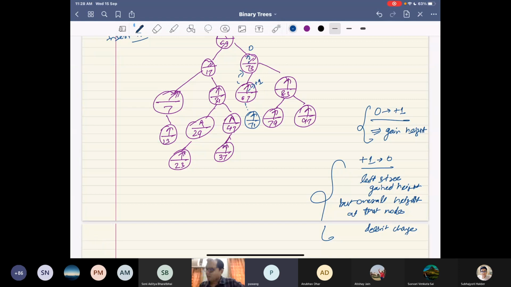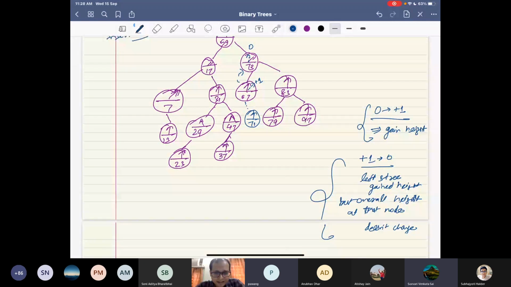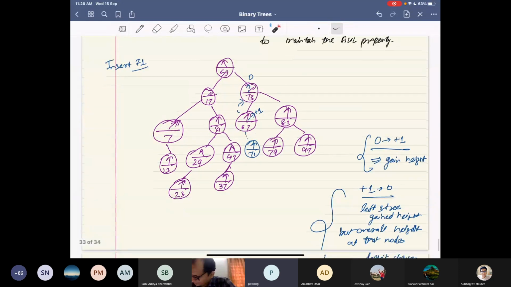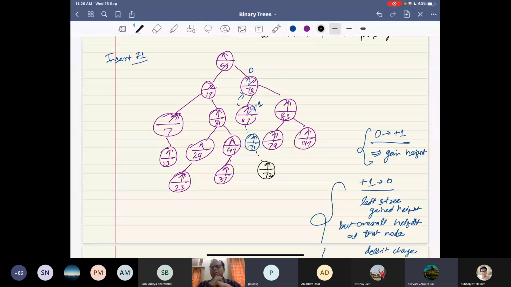Fine, good. Now let me insert something called 72. Where will you insert 72? Let's insert 72. Right, left, right, right. This is the place where I have to insert 72. Let me put another node, 72. All right, now I have put 72.